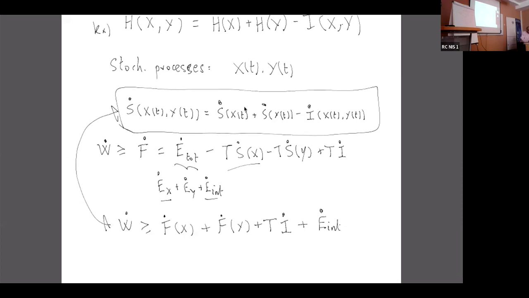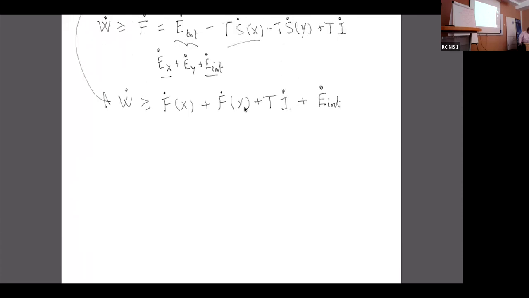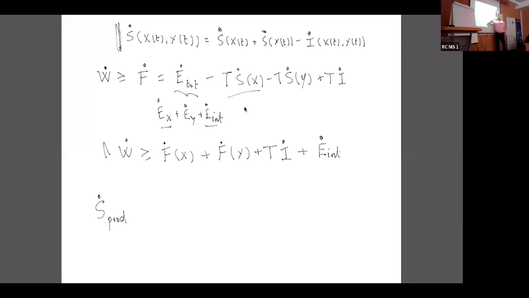Okay, but there is a last thing, which is the following. You can now go to this formula, the entropy here, and you can calculate the entropy production, so the entropy change in the universe. This is what we call the entropy production.